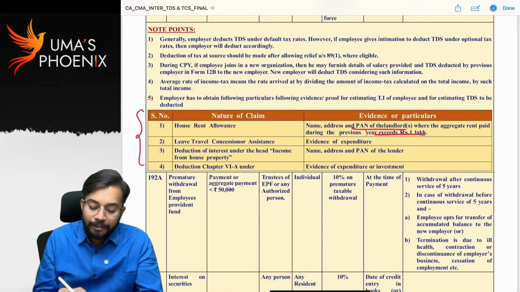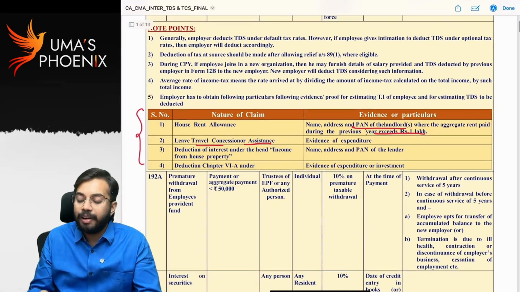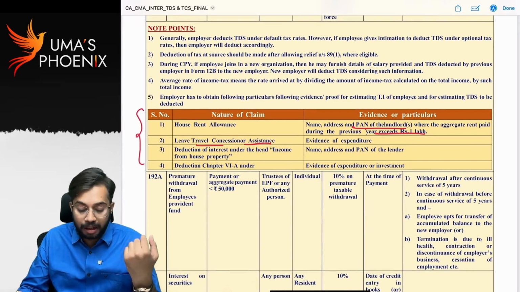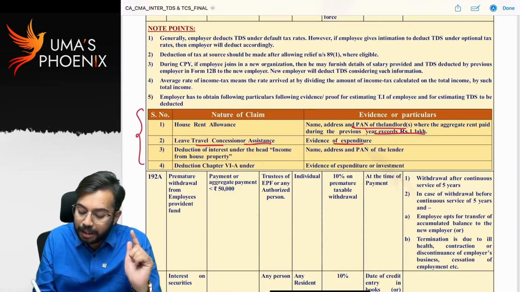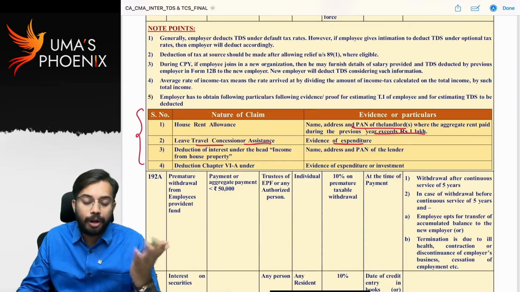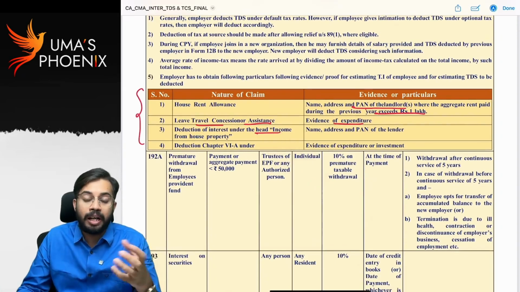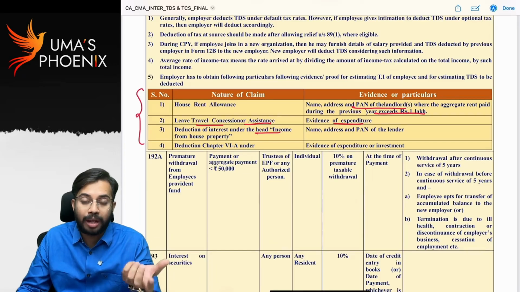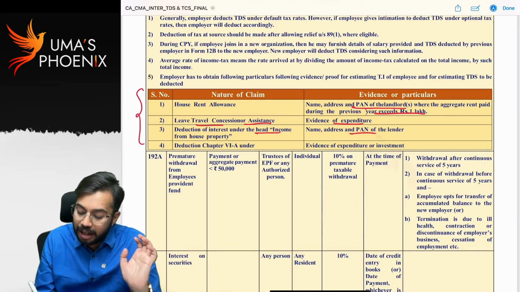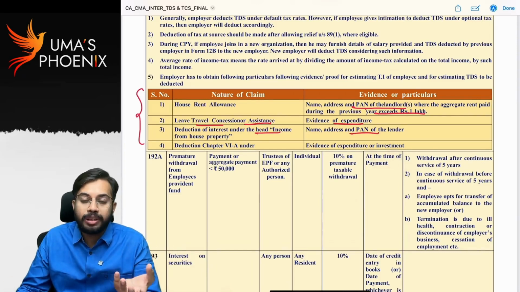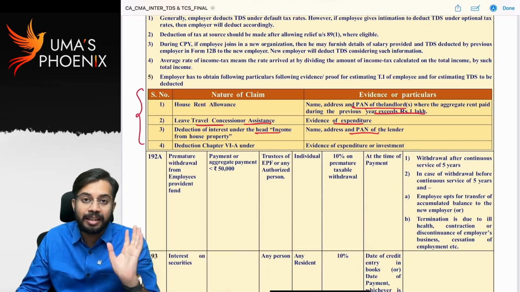Okay. Next, if employee is claiming leave travel concession or assistance, then for that leave travel concession, whatever the travel bills and expenditure, that information is also required to be given by the employee to the employer. If employee is claiming loss under the head house property, interest on borrowed capital, he has to give the name of the lender and PAN of the lender. For example, employee took housing loan from ICICI Bank. So he has to give details of ICICI Bank along with ICICI Bank PAN number.